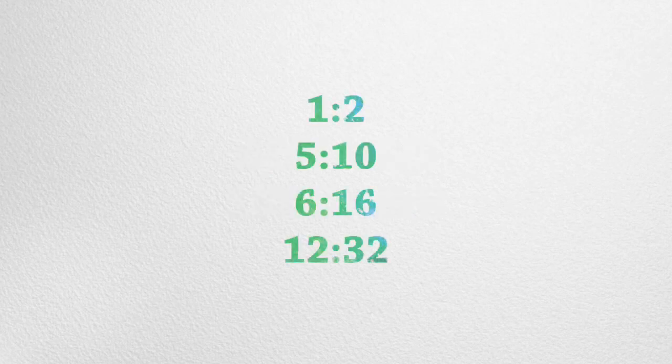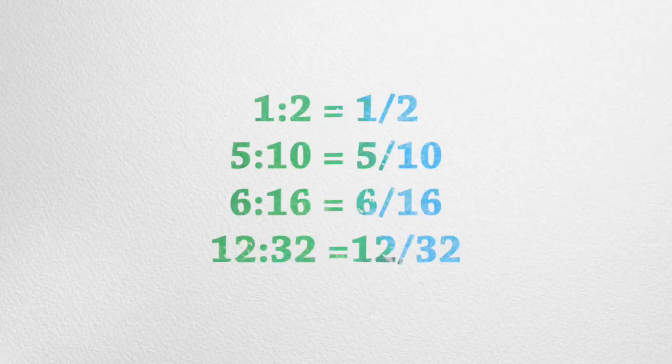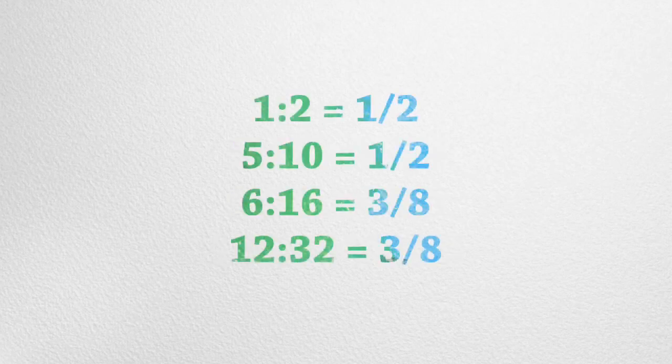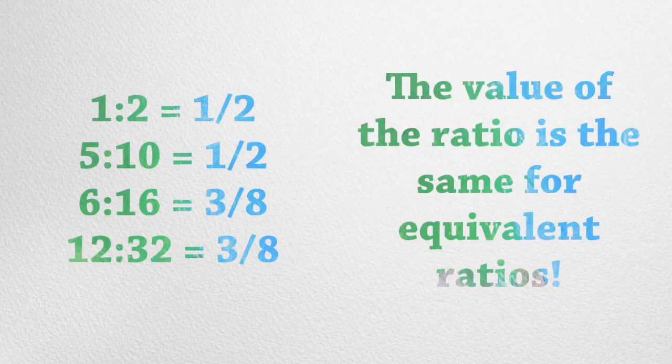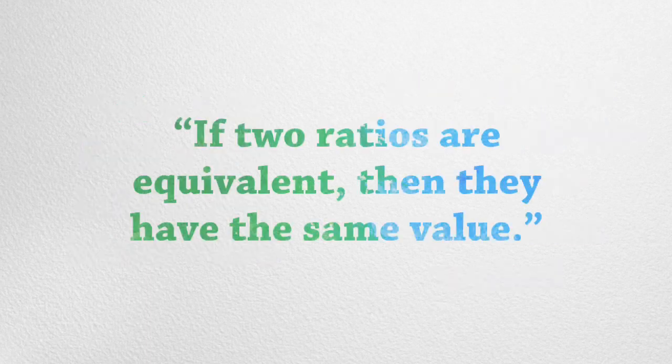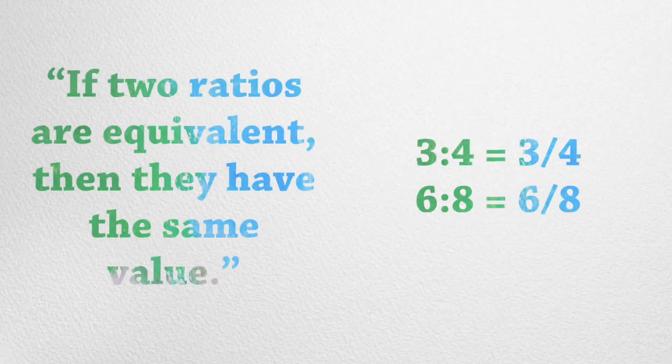So once again, it looks like we have a bunch of different values here, but when we translate them into fractions and then simplify those fractions, we see that actually the first two ratios have the same value, and the last two ratios have the same value as well. The value of ratios are always going to be the same for equivalent ratios. Or another way to say it is, if two ratios are equivalent, then they have the same value. You know, let's test that theory.